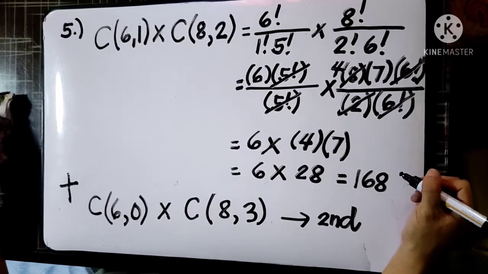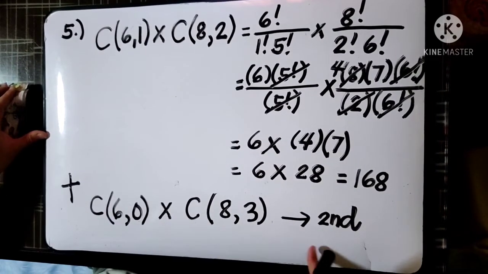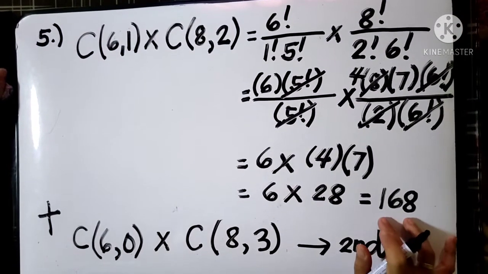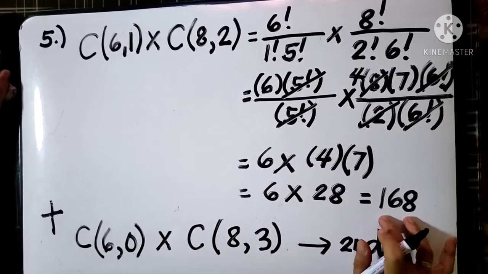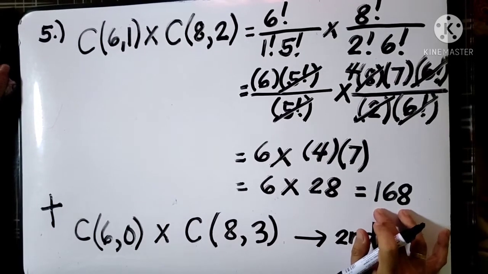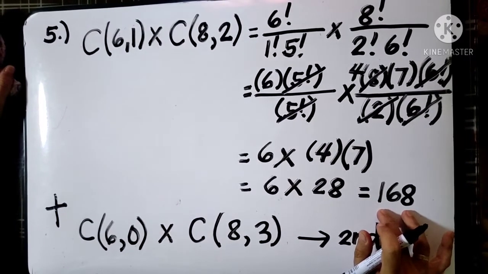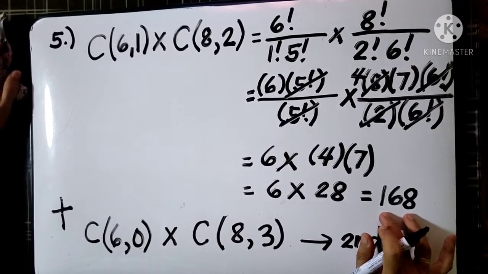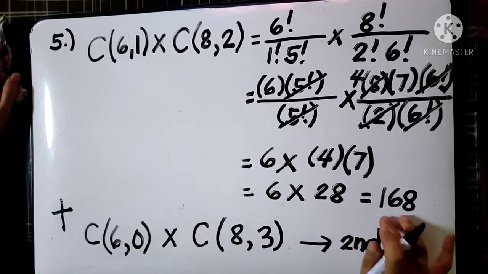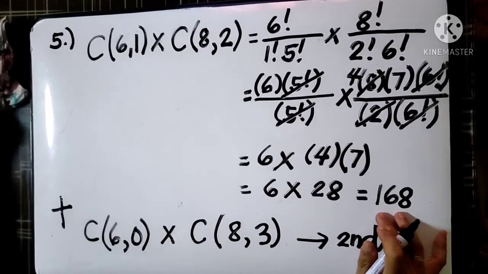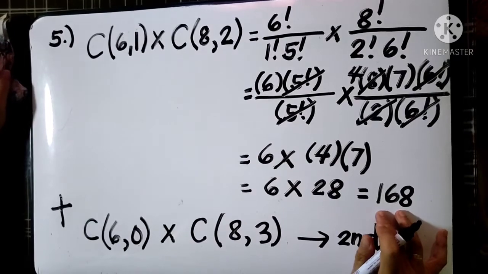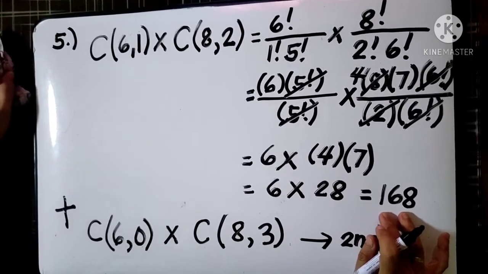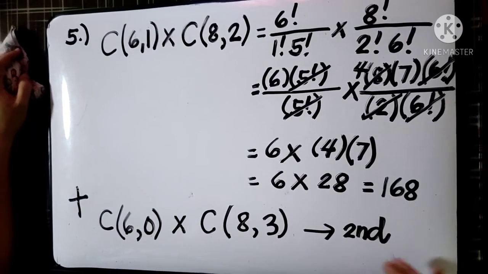We are not yet done because we still need to solve for the second situation. So there are 168 ways that he or she can choose 2 green marbles from 8 green marbles and 1 red marble from 6 red marbles. So there are 168 different ways. But are we done? Is it enough to answer the question? The answer to that is no. We're not yet over. We still need to solve for the second situation.